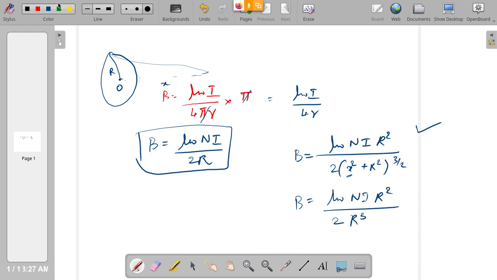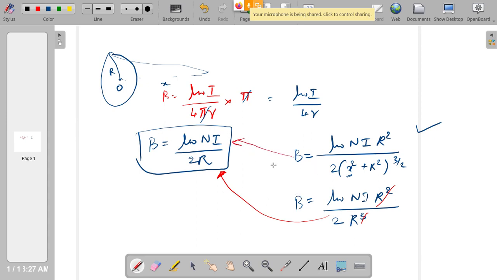So effectively the formula will now reduce to R square and R cube will cancel. So mu naught Ni by 2R. You are arriving at this formula. That is why I asked you to remember these. From here you can go here again.